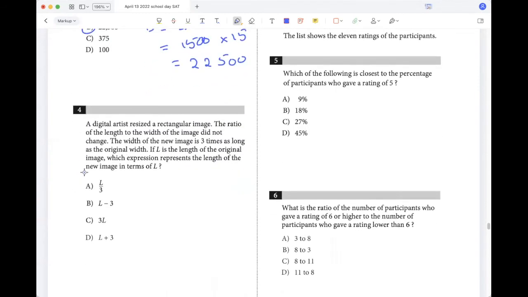A digital artist resized a rectangular image. The ratio of the length to the width of the image did not change. The width of the new image is 3 times as long as the original width. If L is the length of the original image, which expression represents the length of the new image in terms of L? Okay, so the width of the new image is 3 times the original width. So the length of the new image will also be 3 times the original length because the ratio of the length to the width has not changed. So the original length is L, so the new length will be 3L.